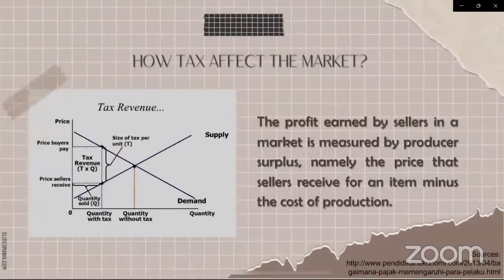The profit earned by sellers in a market is measured by producer surplus, namely the price that sellers receive for an item minus the cost of production. The income from tax collected by the government can be calculated as T, which is the tax rate, times Q, which is the number of goods sold.